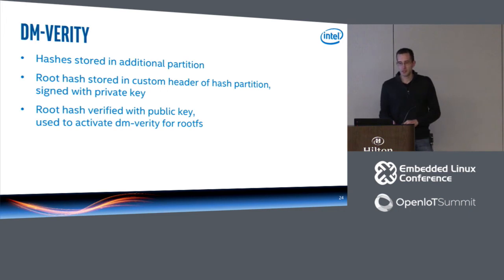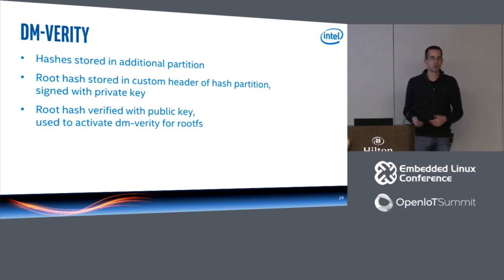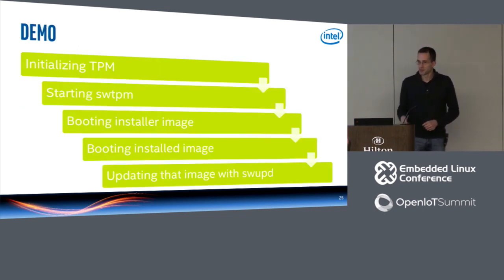And then in the initramfs module, there's the public key, and that verifies that the hash that it's reading from that first block is valid, and if it is, it activates dm-verity. If not, it must fail, but basically must prevent booting. And then we boot up with a device mapper where the rootfs is actually the read-only partition with dm-verity protection.